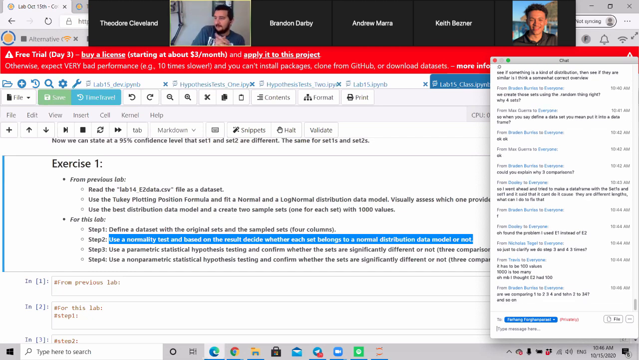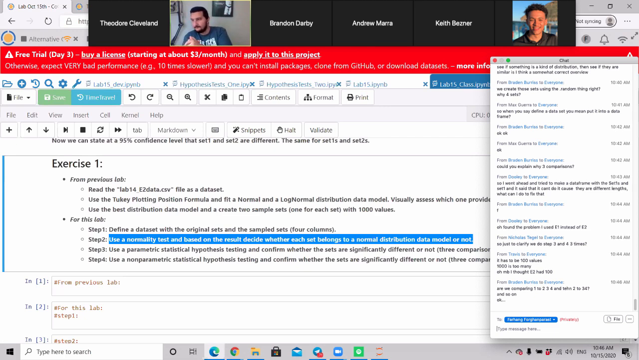Are we comparing 1 to 2, 3, and 4? No, you don't have to. If you follow what I did in the lab, you will get that. You're comparing set A and set B, the originals. Then you're comparing set A with its resampled and set B with its resampled. Just like what I did in the lab. Any other questions?